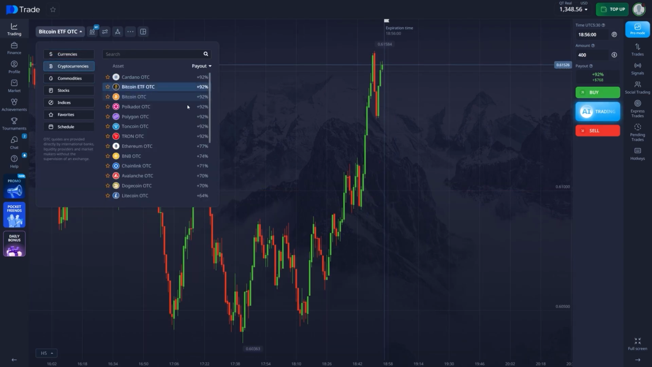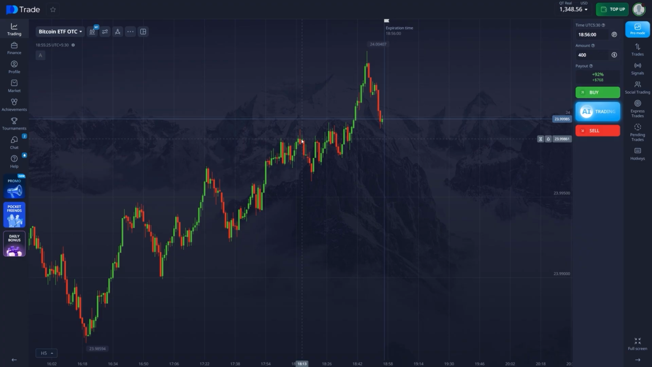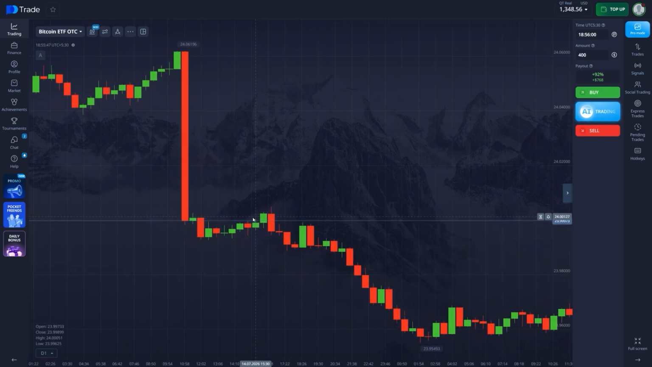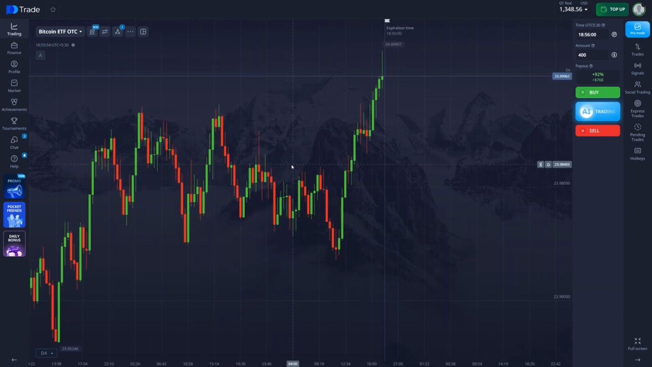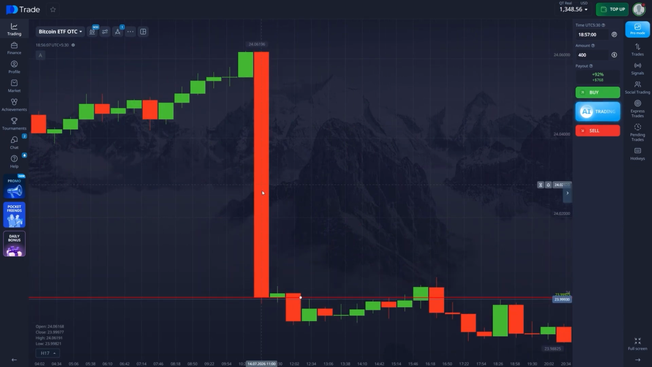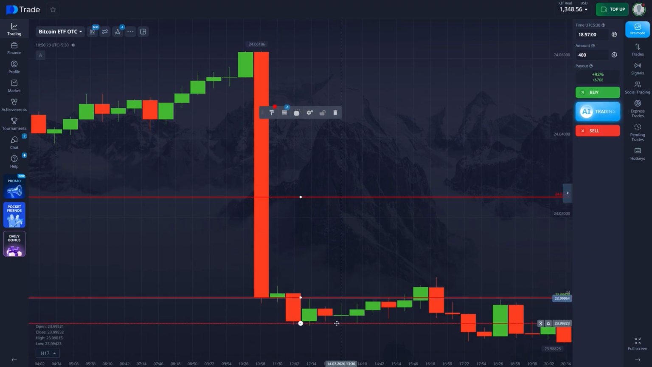Here I am selecting Bitcoin ETF OTC because the market is following an upward trend and giving us a clean structure. The first thing I do is mark important zones. I am marking the bottom of this strong candle because this is the area where the market previously changed direction. Then I copy the line and mark other important zones.